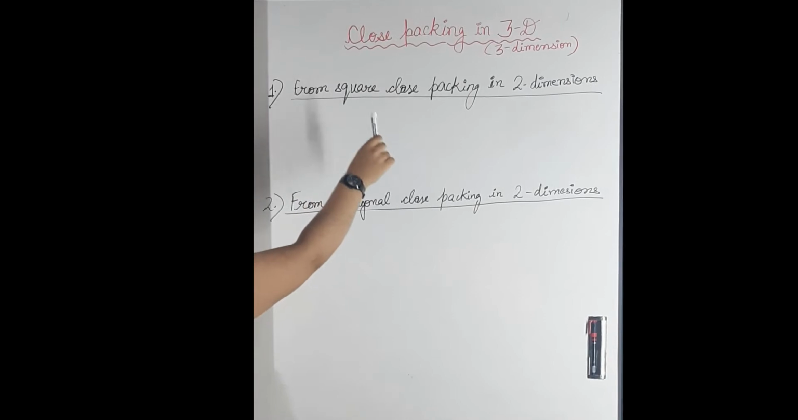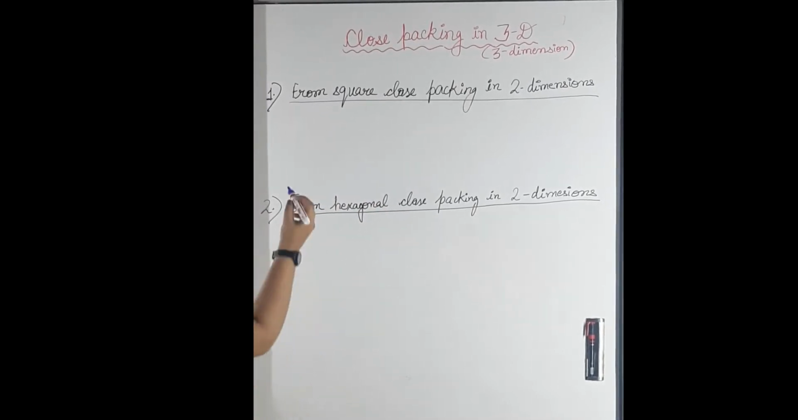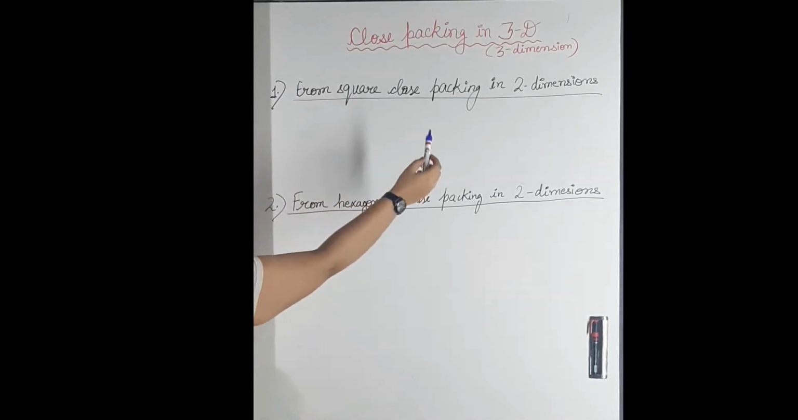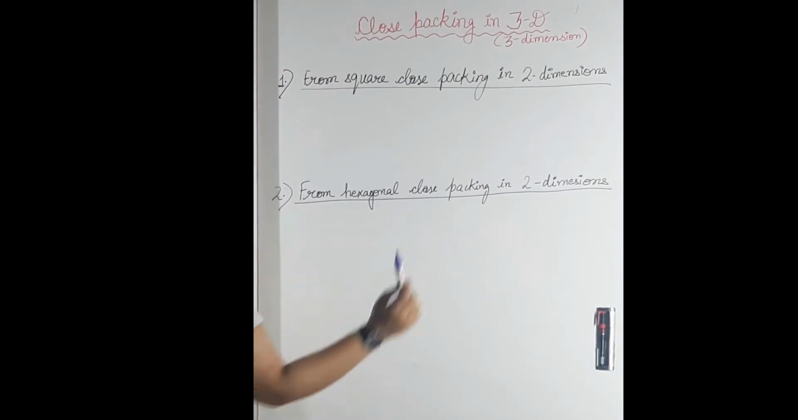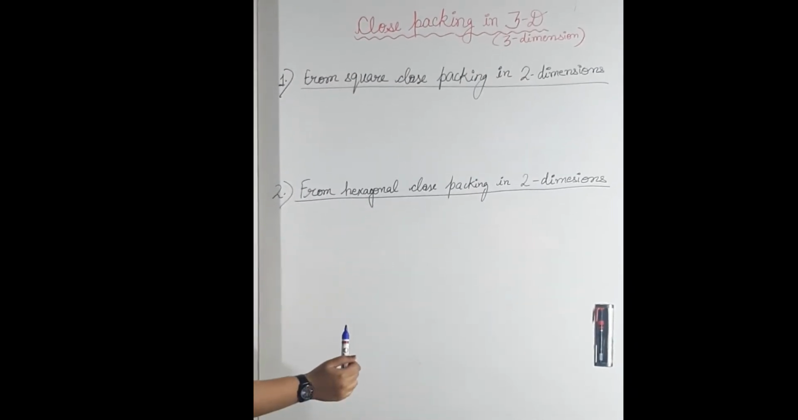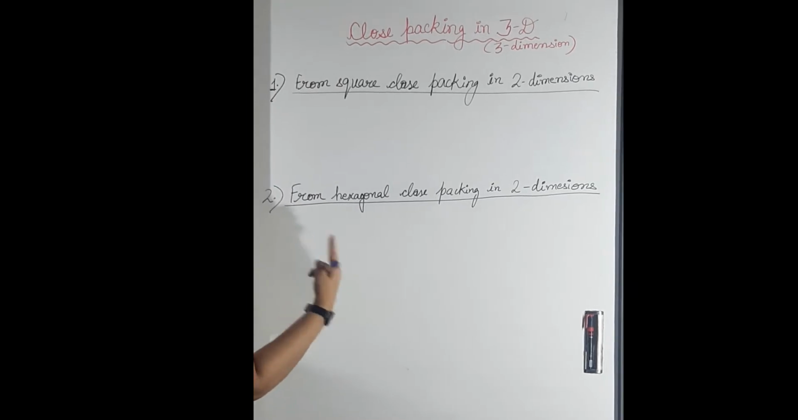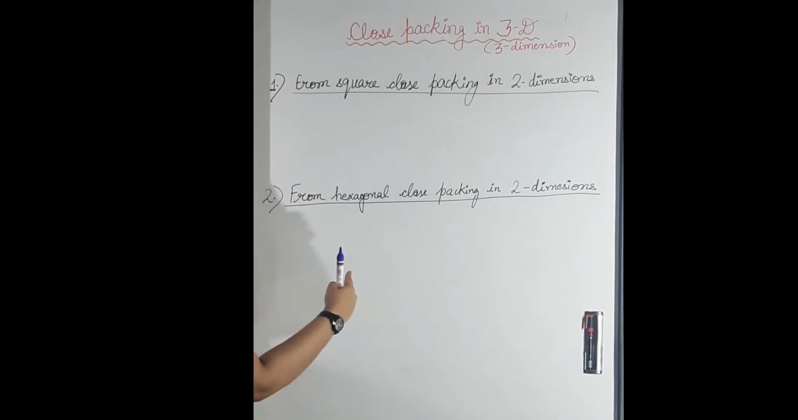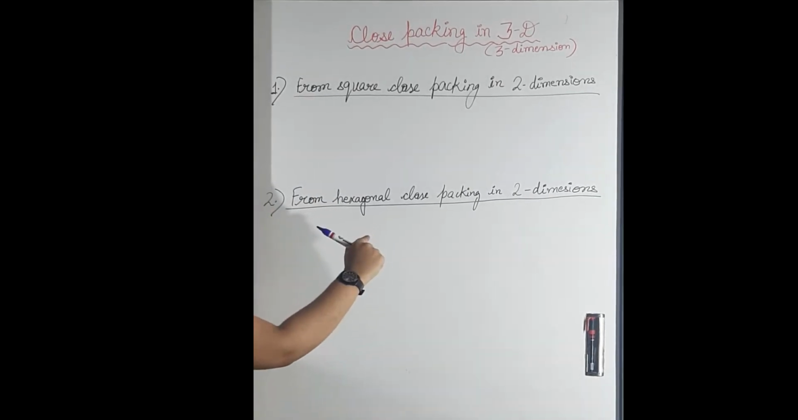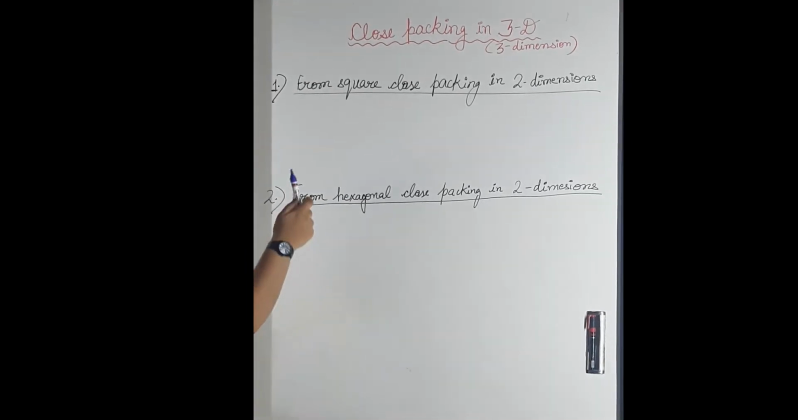Now, the close packing in 3 dimensions. This we will do in 2 ways. First, from square close packing in 2 dimensions, and second, from hexagonal close packing in 2 dimensions. How? Let's look. Starting from a square close packed layer, the second layer is placed in such a way that there is horizontal and vertical alignment between the 2 layers, giving rise to a simple cubic lattice.